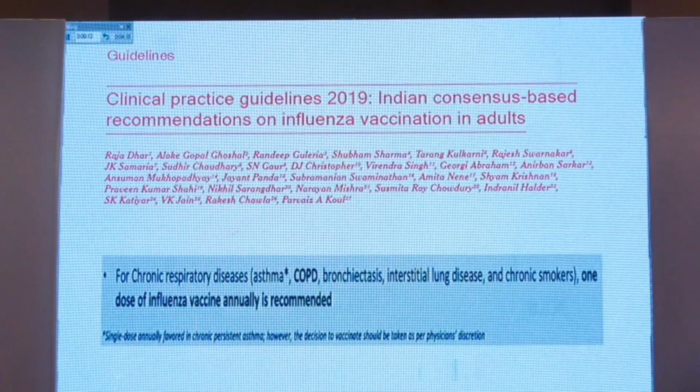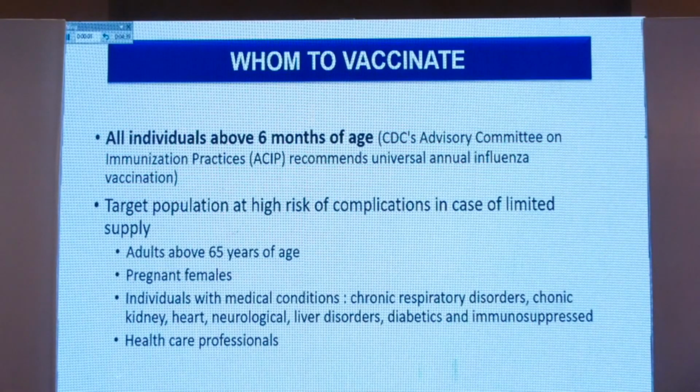But to carry it further, the CDC has recommended that all individuals above 6 months of age should receive vaccination universally and globally, which of course is not possible. Therefore, we should select the target population with the highest risk of influenza-related complications, which includes adults above 65 years of age, pregnant females, those with chronic medical conditions like chronic respiratory disorders, and then the healthcare professionals.